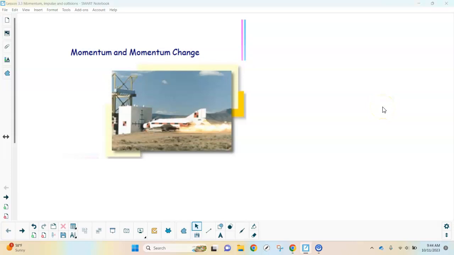All right, guys, so this is lesson, I think, 3.3. We're going to be getting into momentum, change in momentum, conservation of momentum, and collisions.